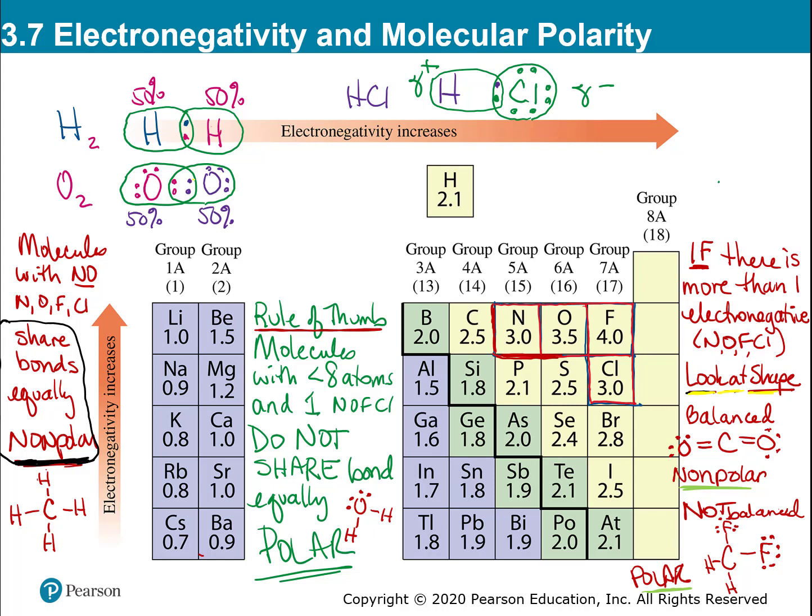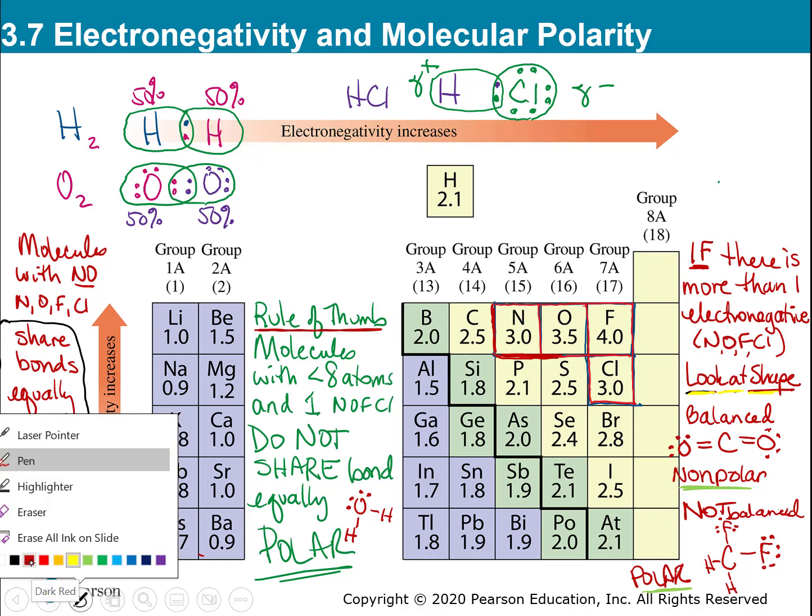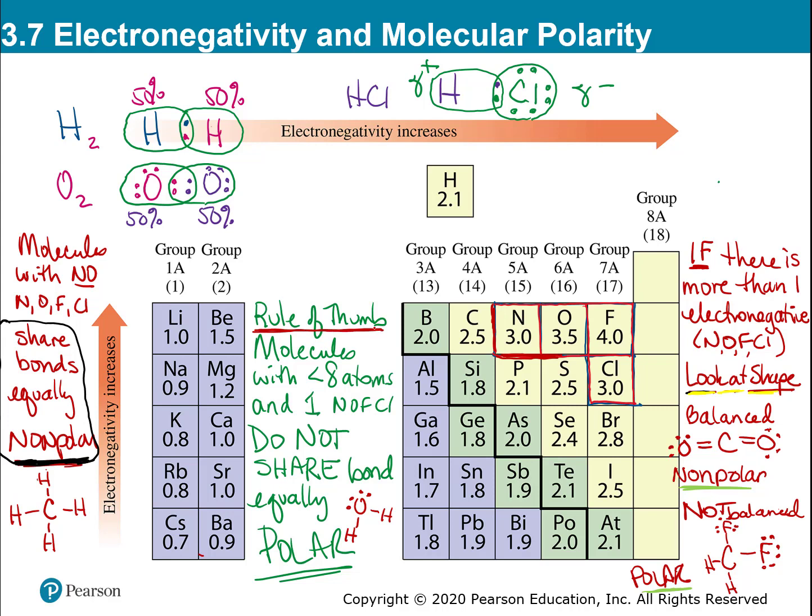But the rule of thumb, down the center: if you have a molecule with less than 8 atoms, so I would say small molecules, with only one nitrogen, oxygen, fluorine, or chlorine, it never shares its electrons equally, and it's always polar. Looking at the molecule of water, H2O, you see that you've got the oxygen and the two hydrogens. There's only one oxygen. You can say without a doubt it's polar.